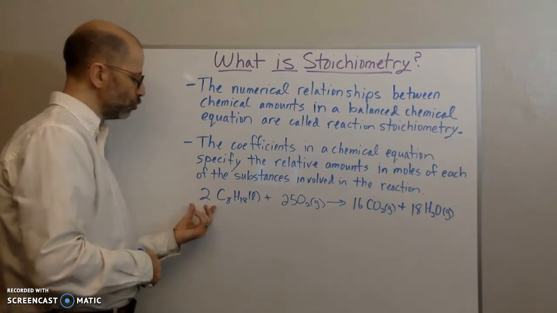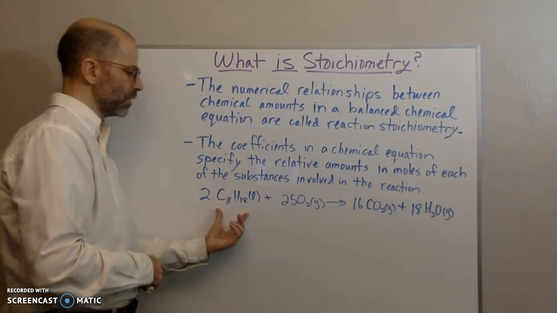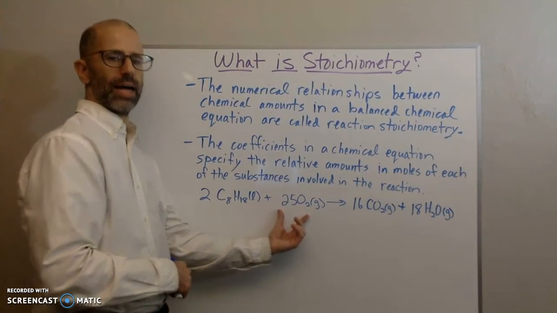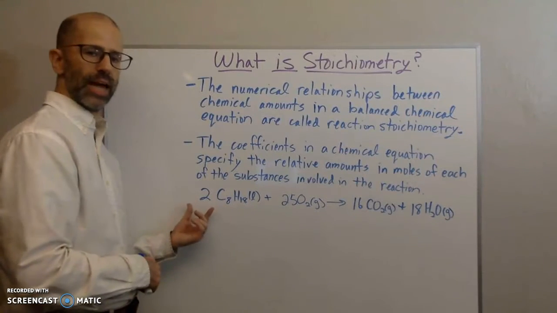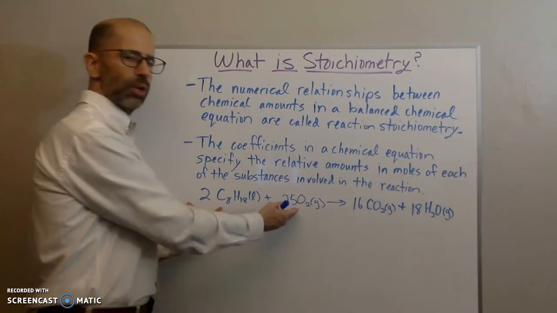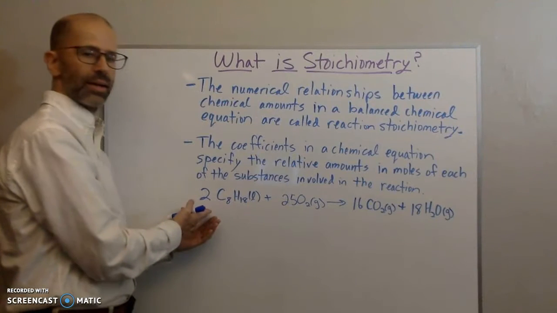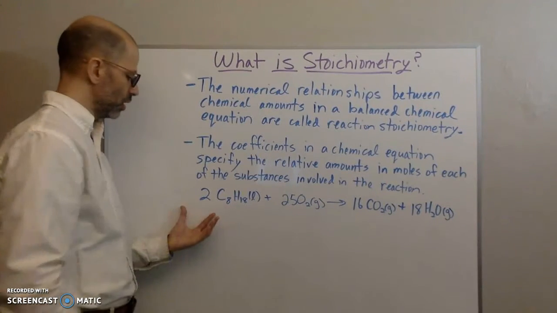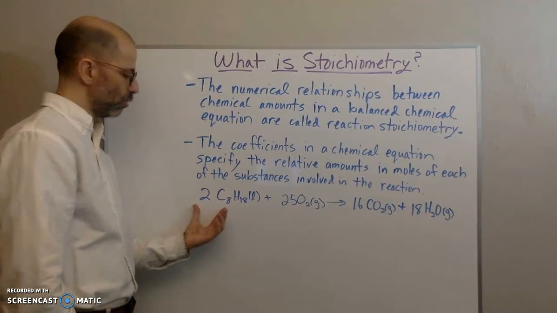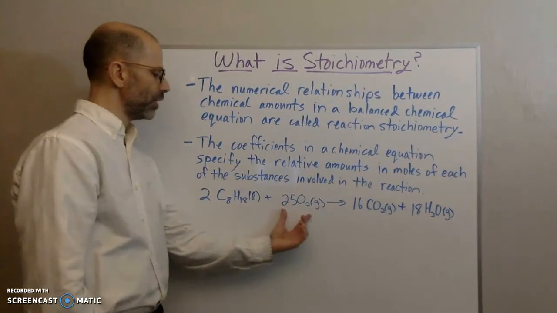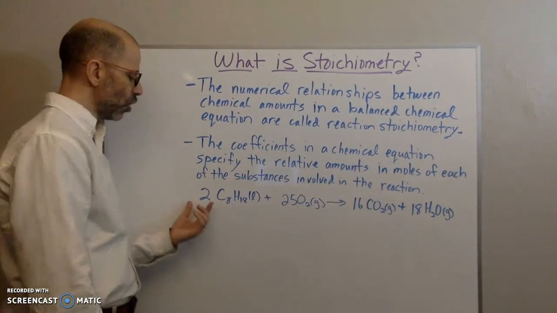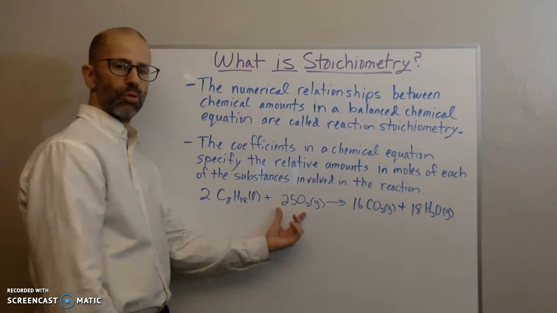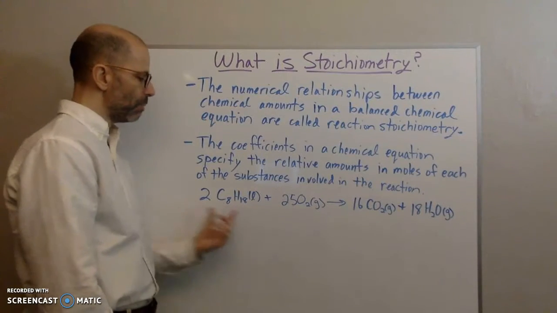So if I have 2 moles of octane, then this is telling me that I need 25 moles of oxygen to react completely with the octane. So if I have less than 25 moles, then I cannot react completely with the 2 moles of octane. So I will only react with less. But the ratio stays the same. So 2 moles of octane require 25 moles of oxygen by that ratio.